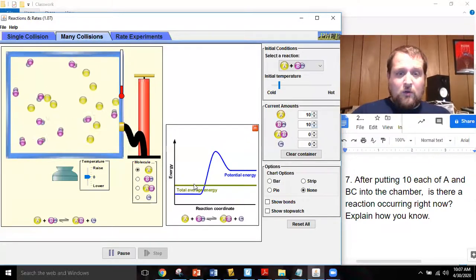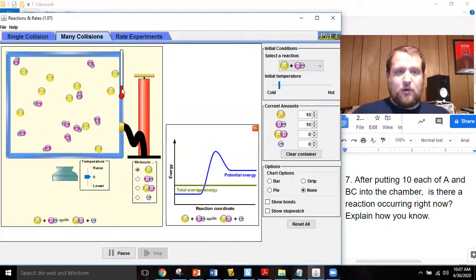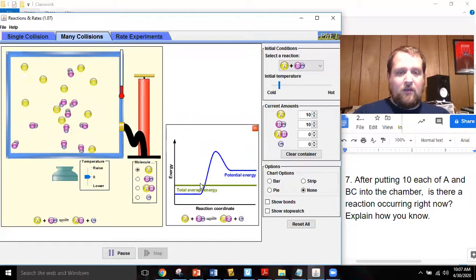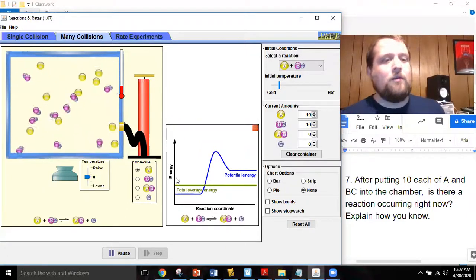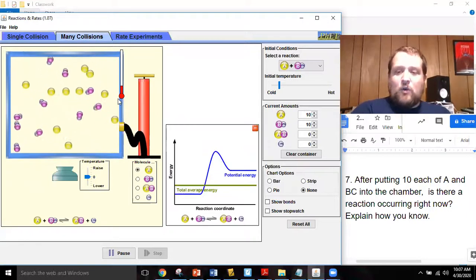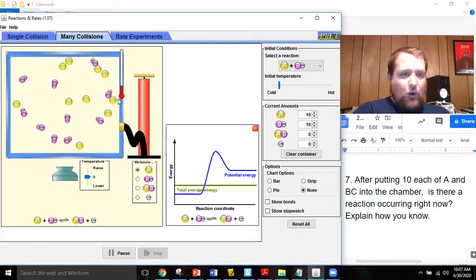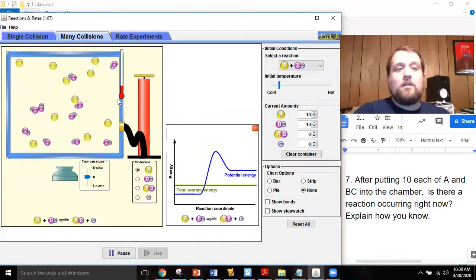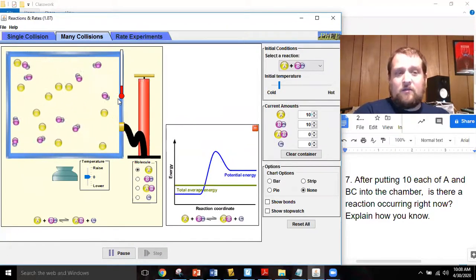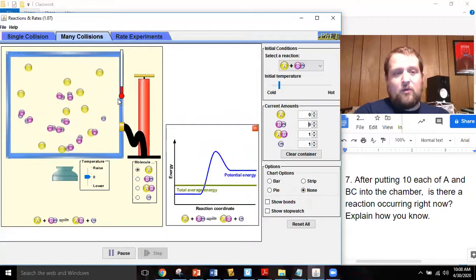Now, if you look, the total average energy, the temperature is pretty low, and the average energy is low. We'll talk about what this blue shape means later in another unit. So the question is, is there a reaction happening in the chamber right now? Are these collisions effective? And explain how you know.